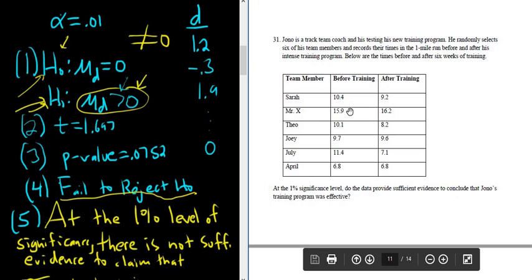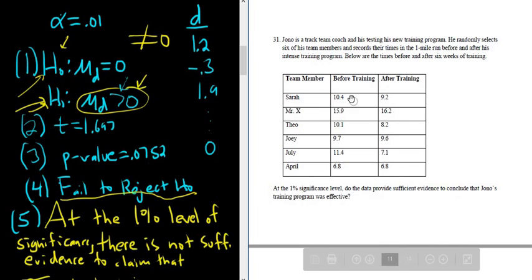So you have to think about what's happening in the problem. These are running times. You want the times to go down. That means when you subtract, you want a positive number, hence the greater than zero here. You want the D's to be positive on average in this problem. So that's it. I hope that helped.